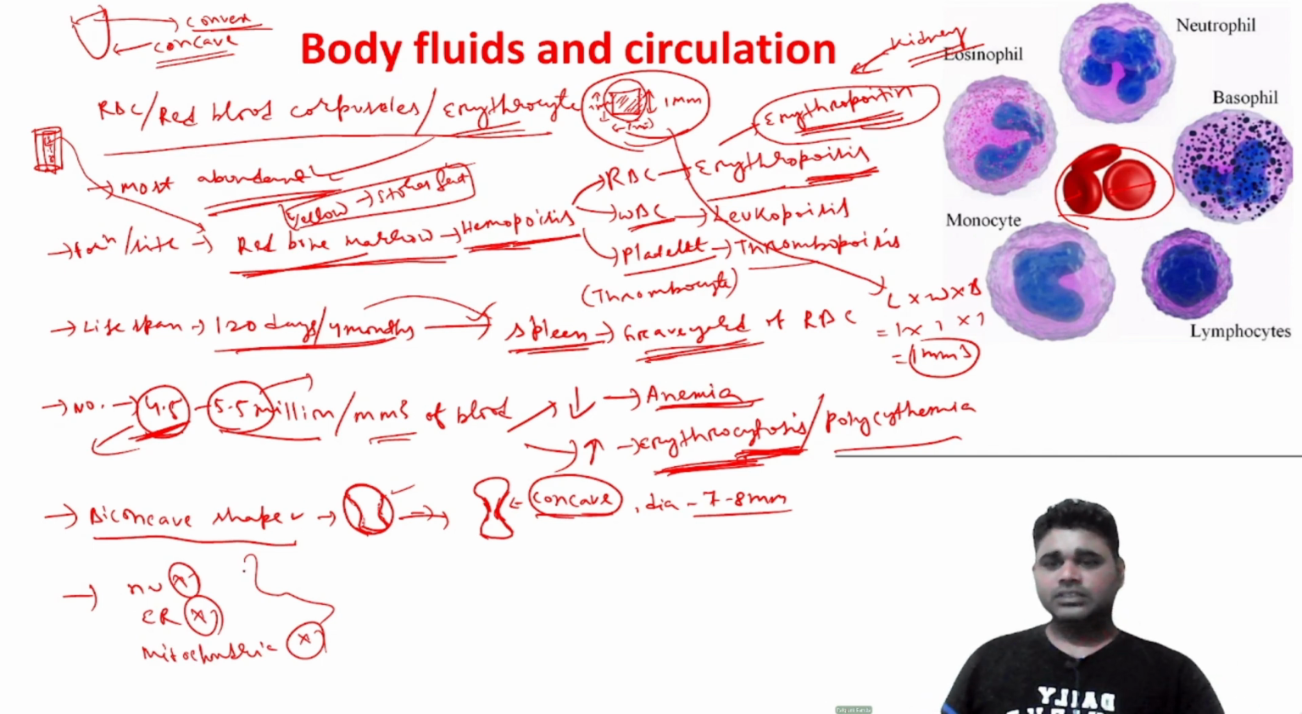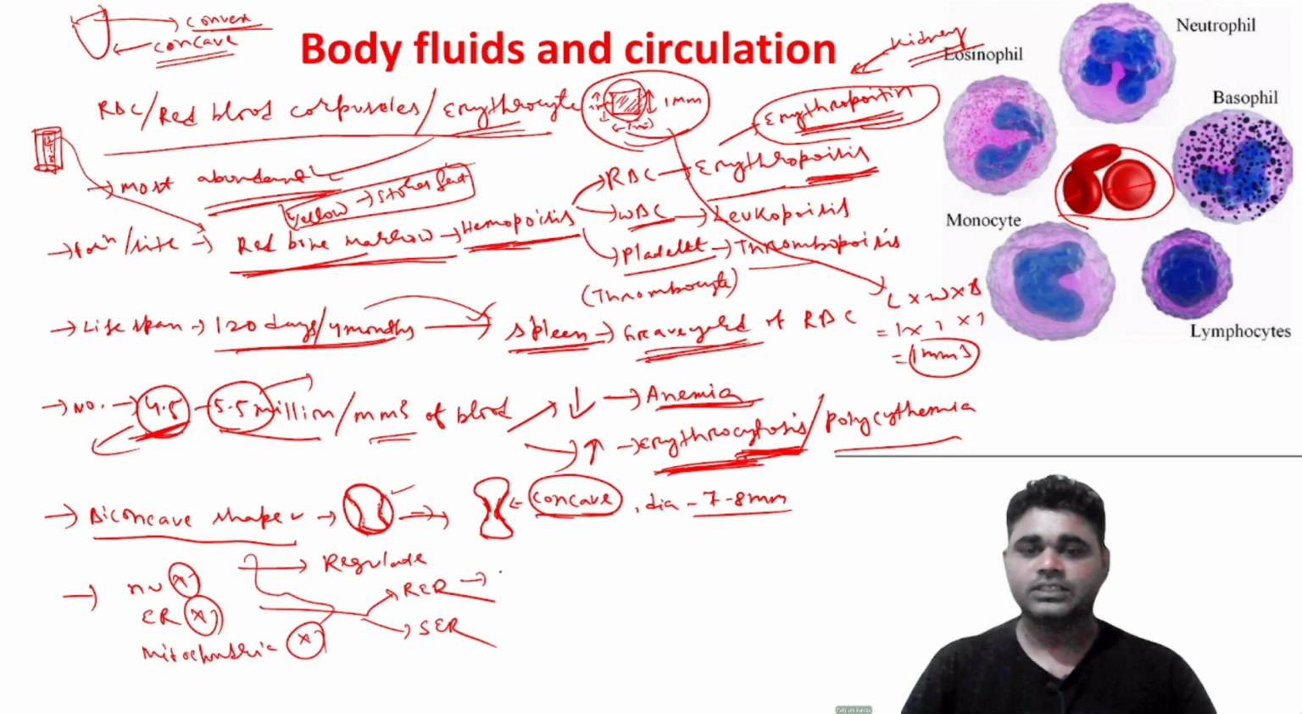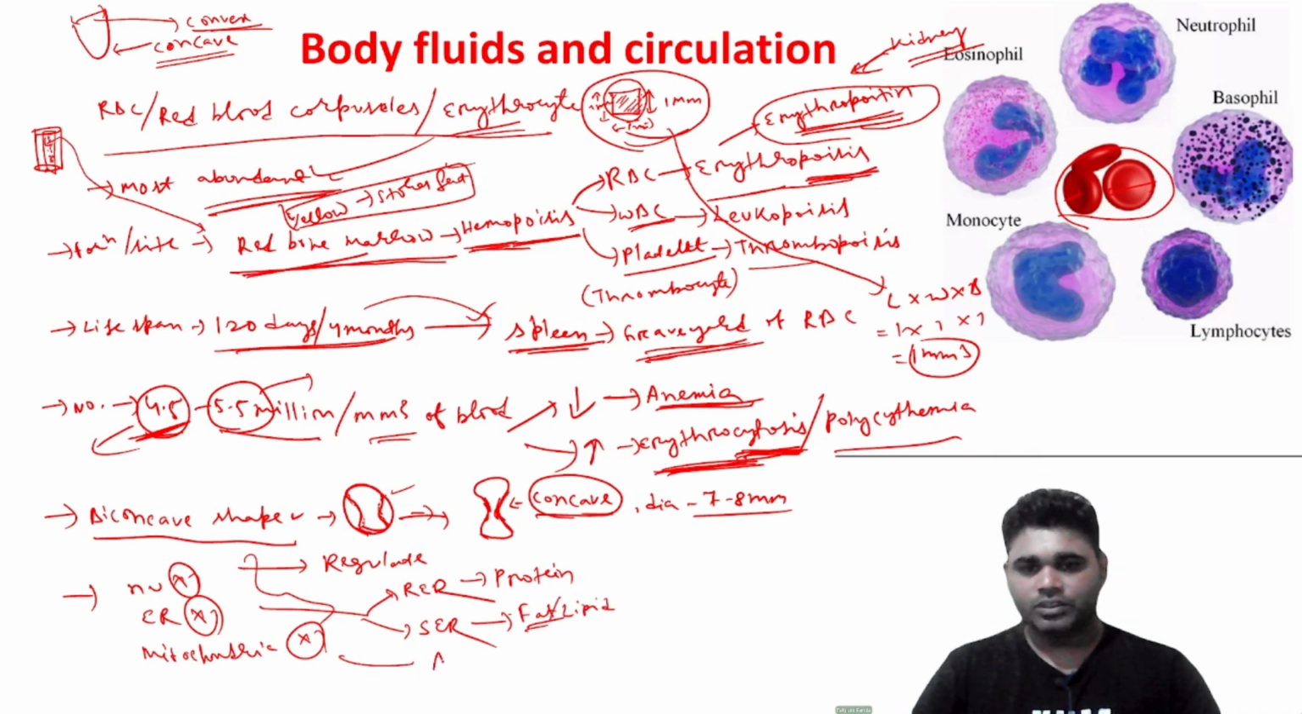because the function of the nucleus is to regulate or to control the cell. The ER has two types, one is called the rough endoplasmic reticulum, another is called the smooth endoplasmic reticulum. The rough endoplasmic reticulum produces protein. The smooth endoplasmic reticulum produces fat, or you can say lipid, and the mitochondria produces ATP.